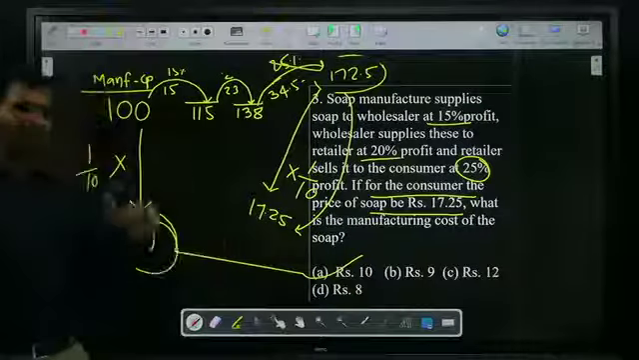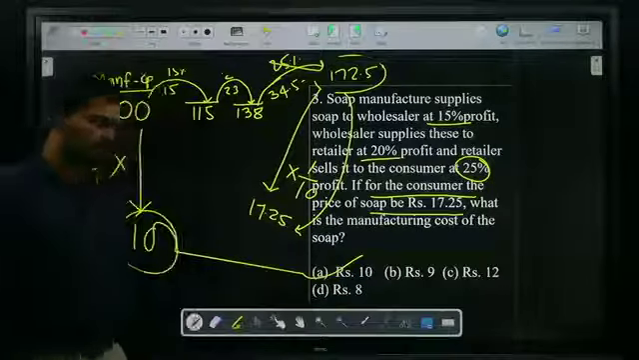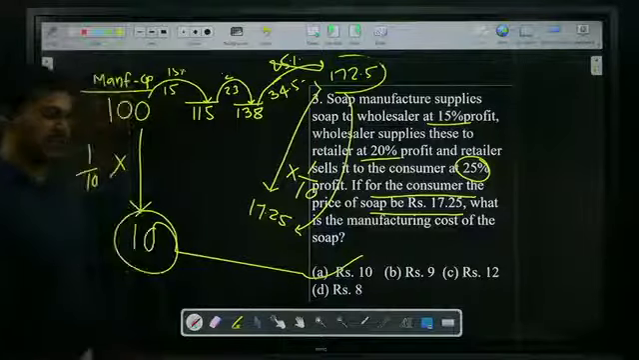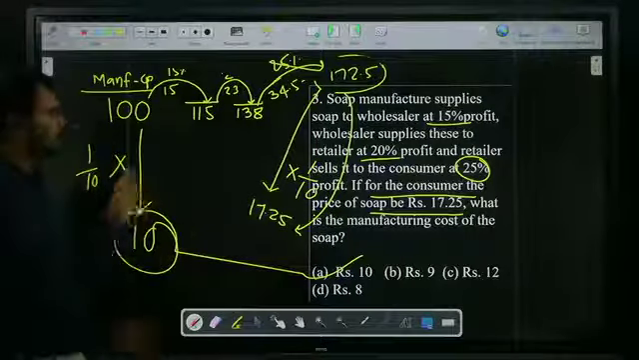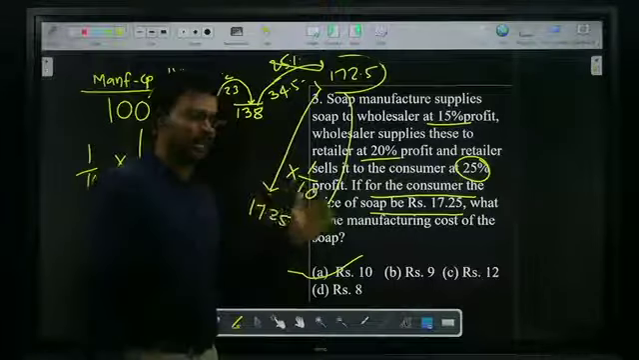All of you okay? So the option is what? Option A is the right answer. All of you clear? So if one article is passing through like this, just try to go for it like this. All of you okay?